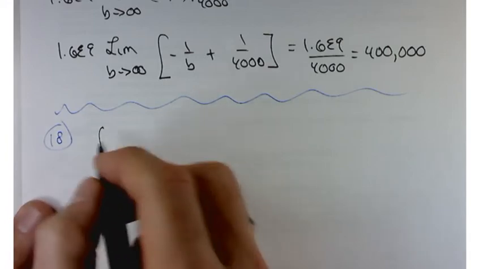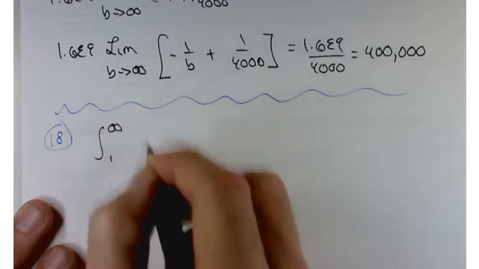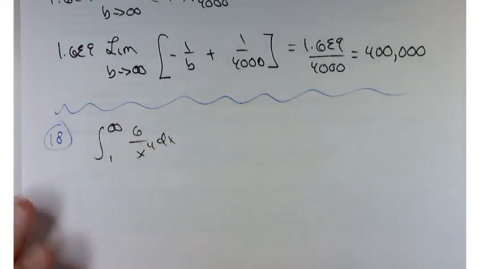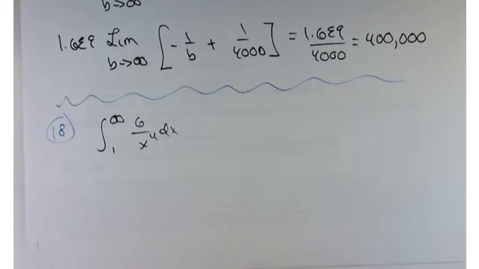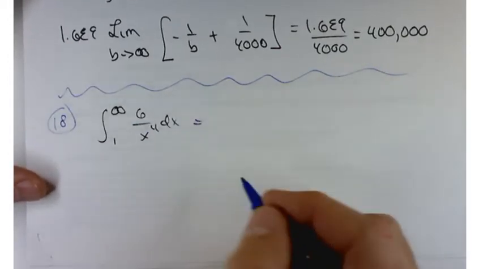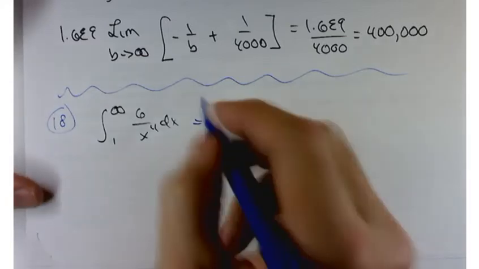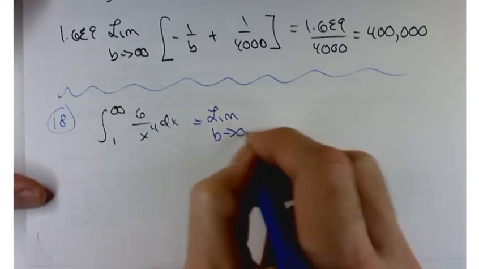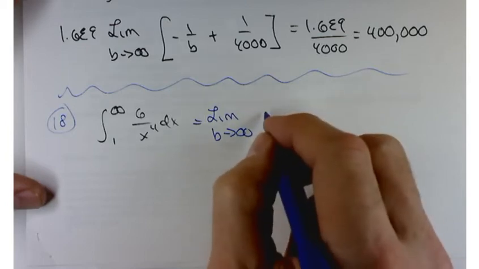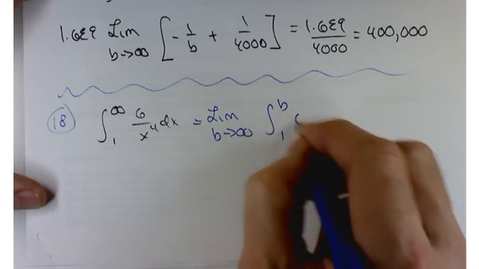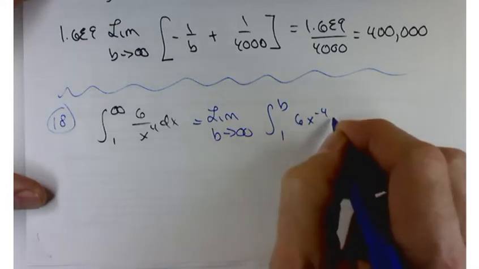Let's see. So the integral from 1 to infinity of 6 over x to the 4th dx. All right, same problem as the previous one. That is, we have this upper limit, which is infinity, and we can't really deal with that. Let's replace that upper limit with a dummy variable. Out of habit, I'll use b. So the limit as b approaches infinity of the integral from 1 to b of, let's call it 6x to the negative 4th dx.